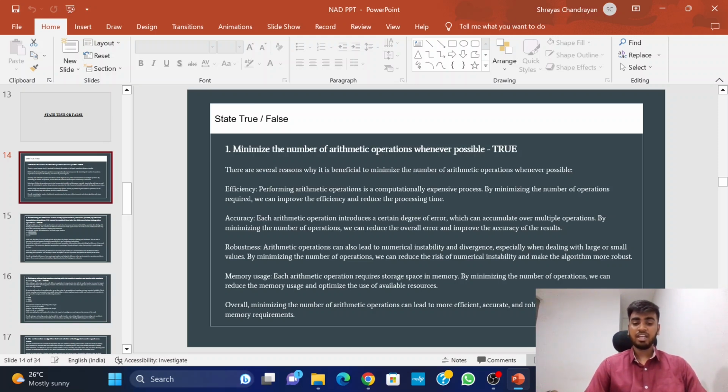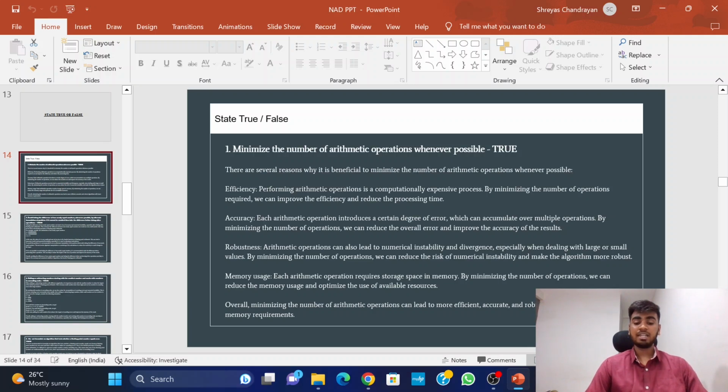Second is accuracy. Each arithmetic operation introduces a certain degree of error which can accumulate over multiple operations. By minimizing the number of operations, we can reduce the overall error and improve the accuracy of the result. Robustness. Arithmetic operations can also lead to numerical instability and divergence, especially when dealing with large numbers or values. By minimizing the number of operations, we can reduce the risk of numerical instability and make the algorithm more robust. Memory usage. Each arithmetic operation requires storage space in memory. By minimizing the number of operations, we can reduce the memory usage and optimize the use of available resources.